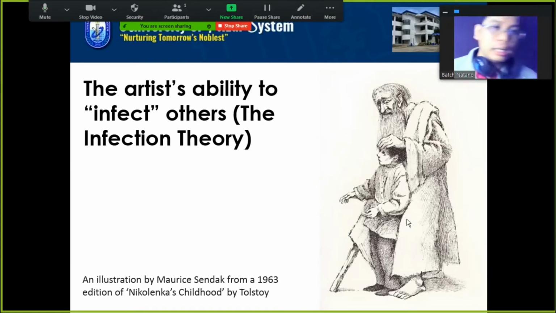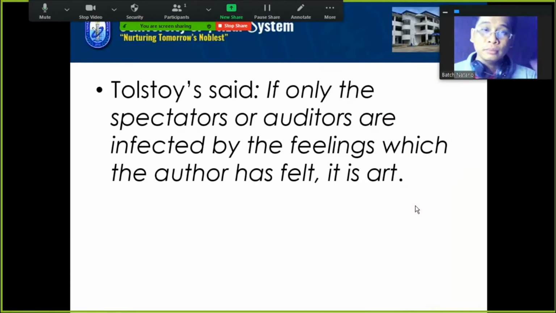Halimbawa, pag sinabi nating infection, 'di ba, parang kapag may virus, na-infect ka ng virus, parang ganun yung effect. How much does the art affect you? Okay? Yun yung tinatawag na infection theory. Gaano ito naka-apekto sa'yo? Yun yung ibig sabihin ng infection theory.